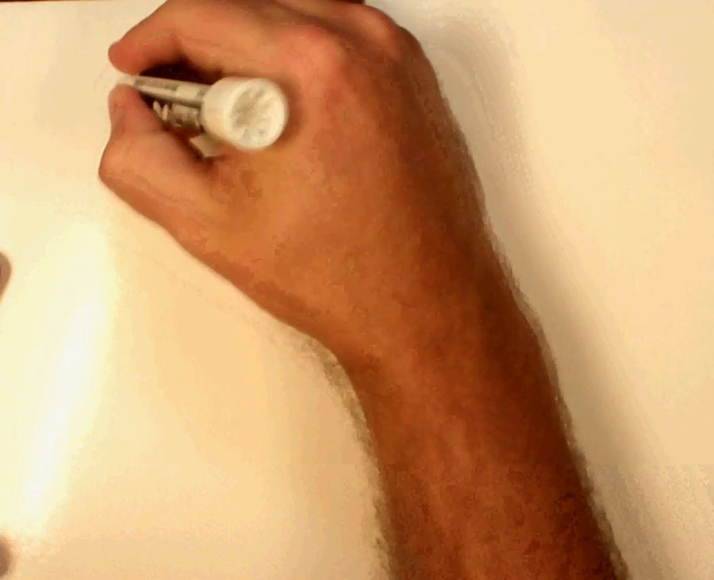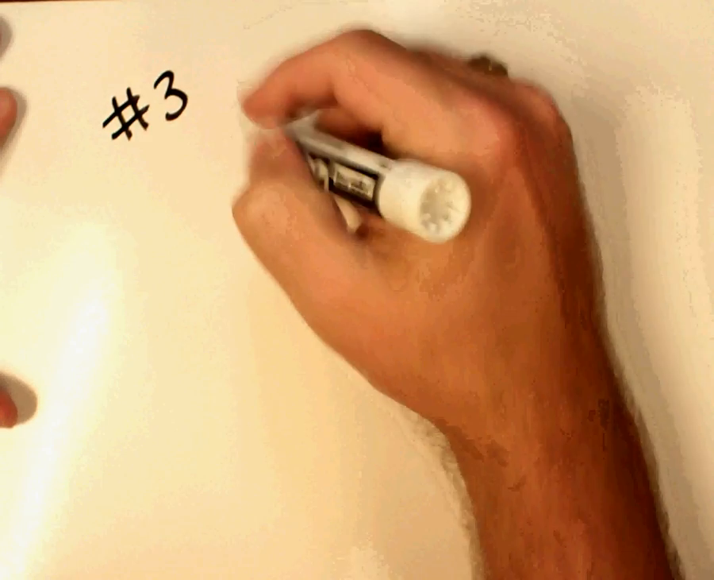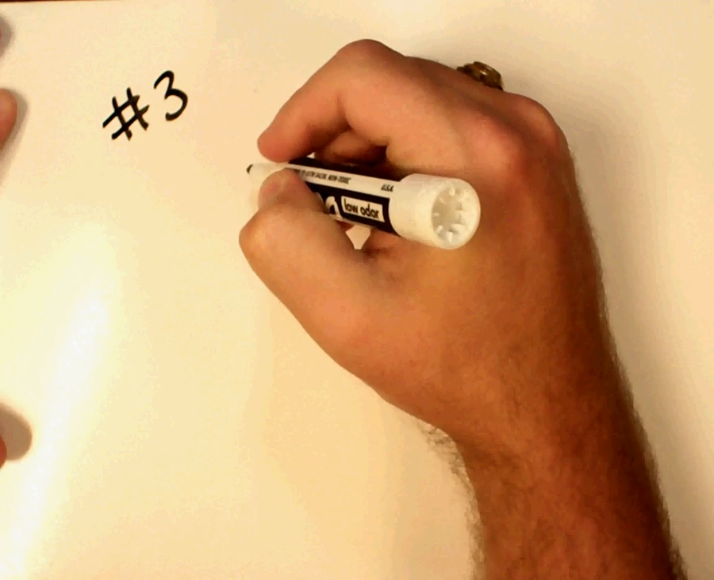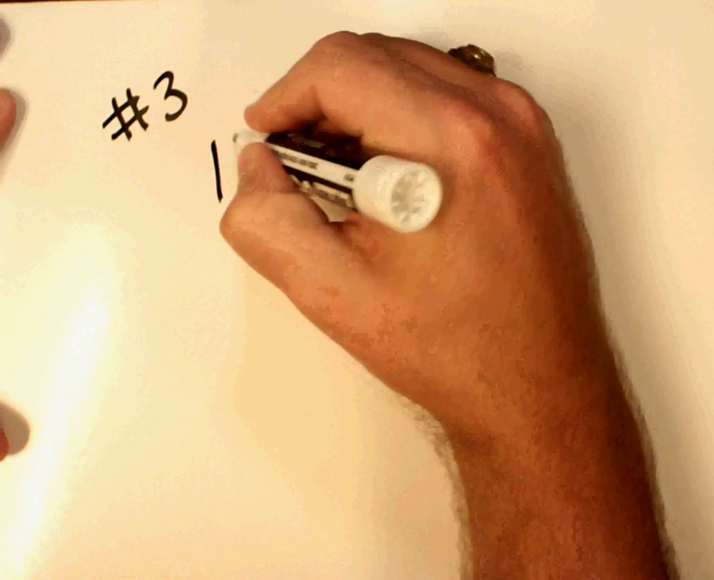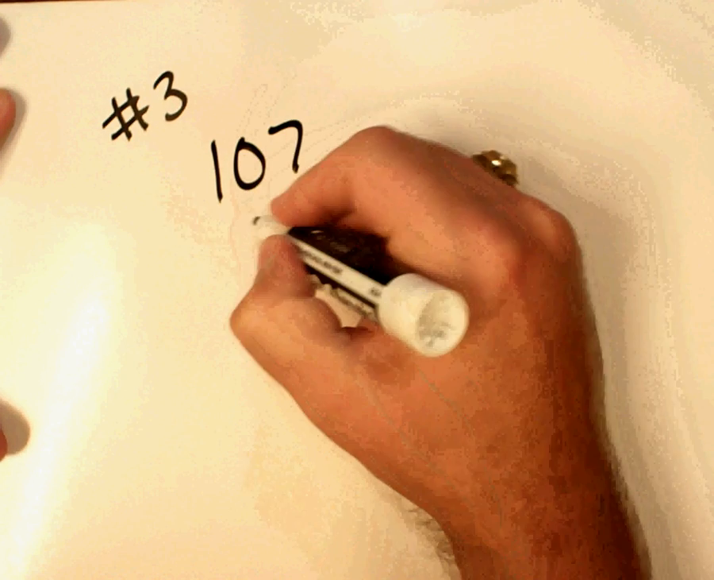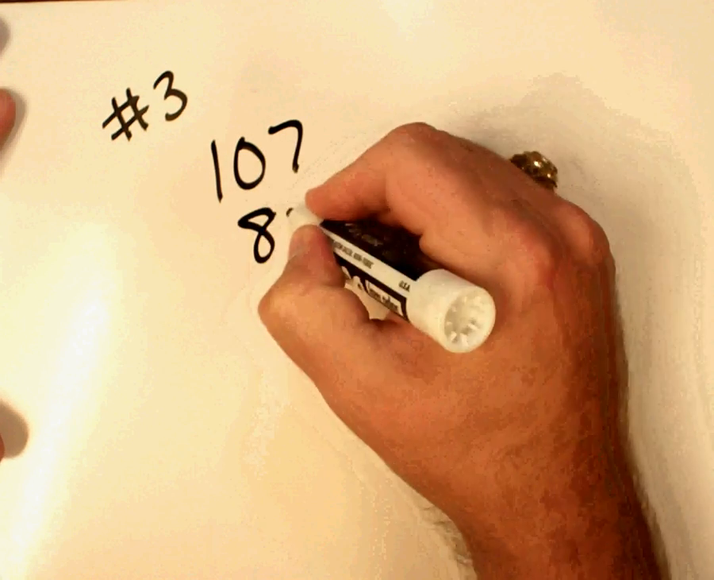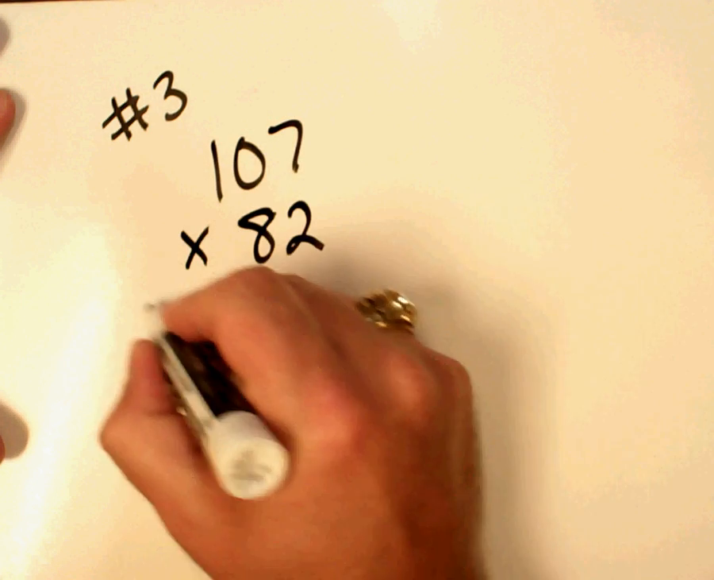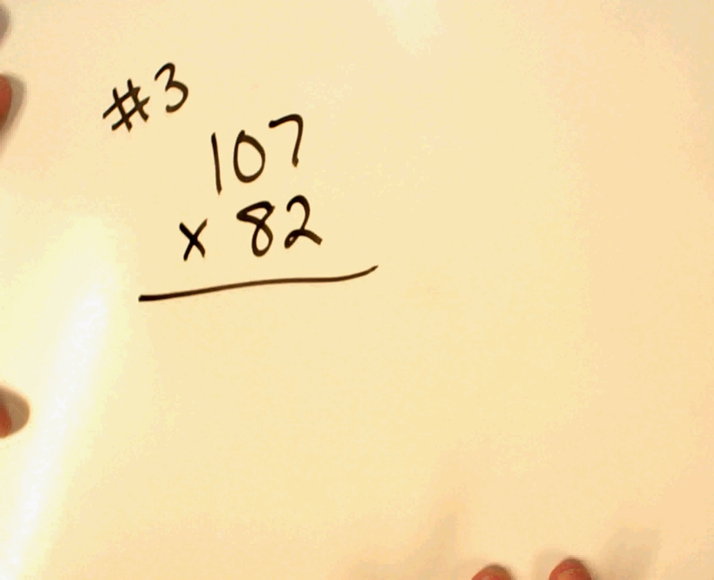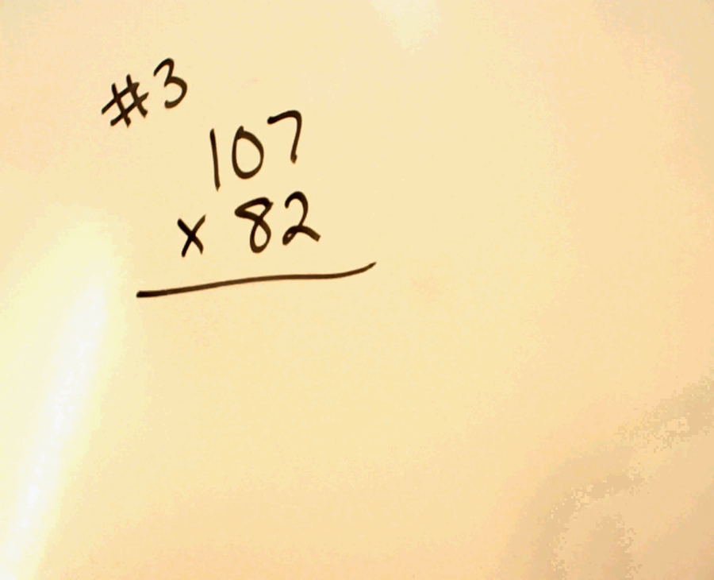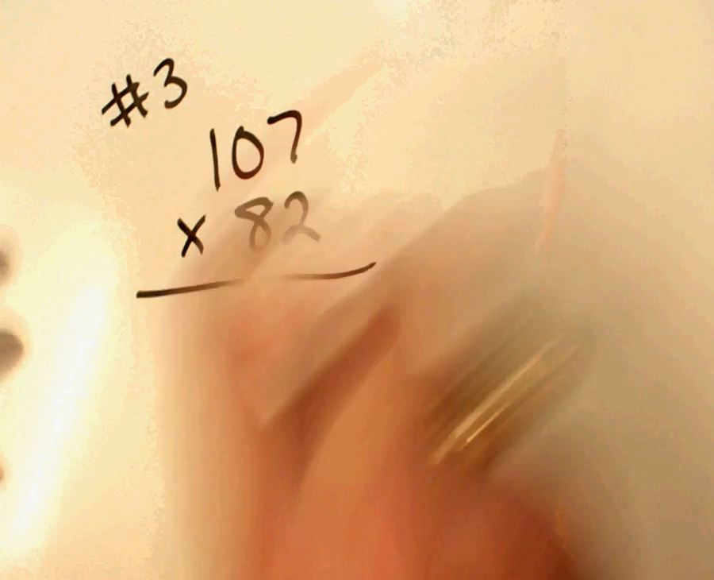All right, number 3. I think we'll use my wife's birthday this time. Hopefully she won't be mad that I'm putting her birthday up on the internet. So we're going to go 107 times 82. Yes, my wife is younger than me. It's a good little tip, gentlemen. Because that way when you're old and wrinkly, your wife is still good looking.